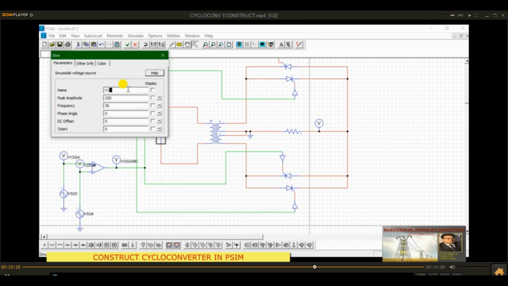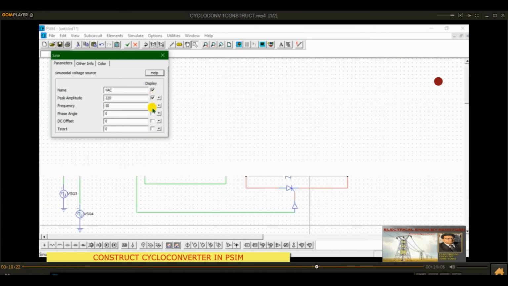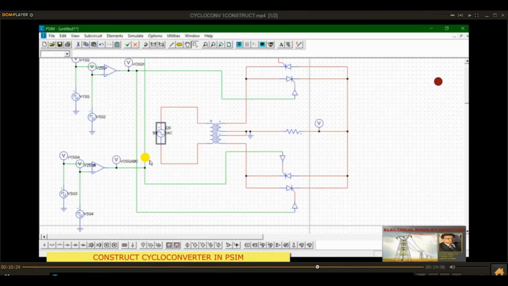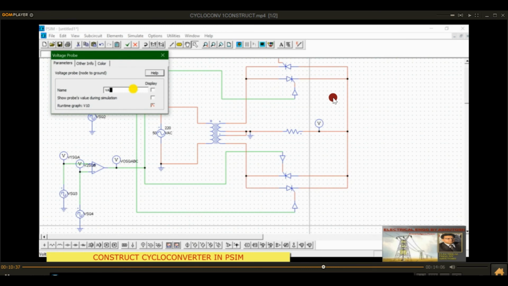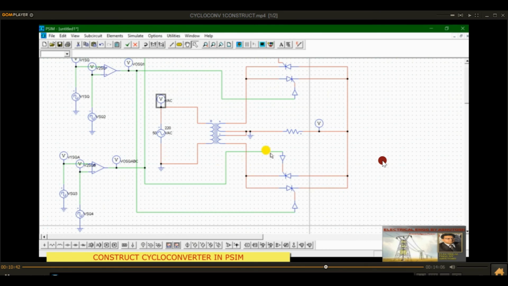And the supply frequency is, see here, what is the supply frequency? 220 volt is the peak amplitude. You can change it, and frequency is 50 hertz. AC supply frequency is 50 hertz. So see, you can rename it. Okay, so we have put 25 hertz over here, and this constructs the step down cycloconverter, and then put a voltage probe to measure the waveform, and then see. Now we have almost completed the circuit.